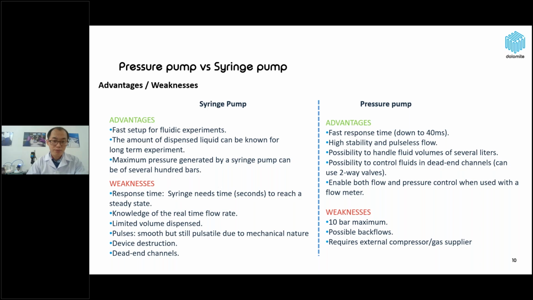The weaknesses of the pressure pump are several. The maximum pressure is not too high, around 10 bar. Backflow is also possible. When pressure is unbalanced, it's possible to have backflow when running flows with multiple inputs. So association with a valve is required to solve that problem. And one more point is that pressure pumps require an external compressor or gas supplier.